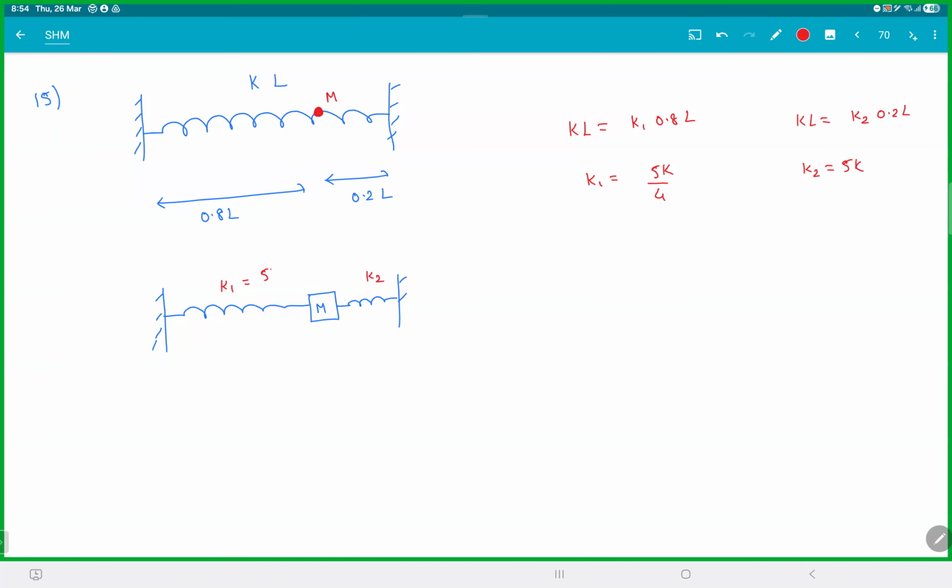So basically you have created two different springs, and both of them are in parallel. So K equivalent will be K1 plus K2, and the time period will be 2 pi root over M by K equivalent. Clear this?